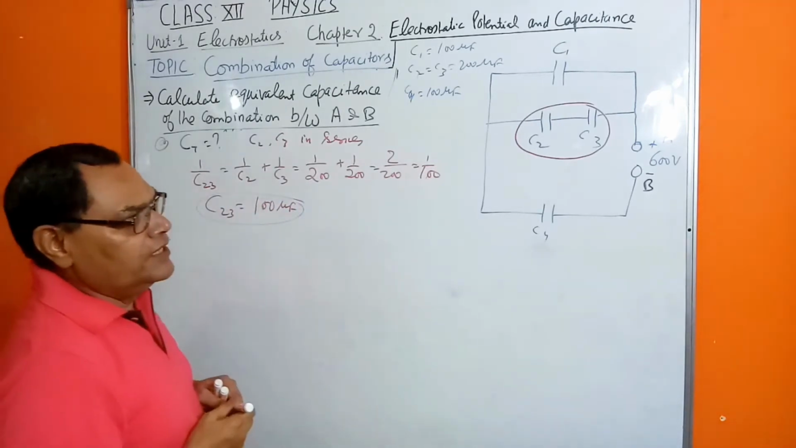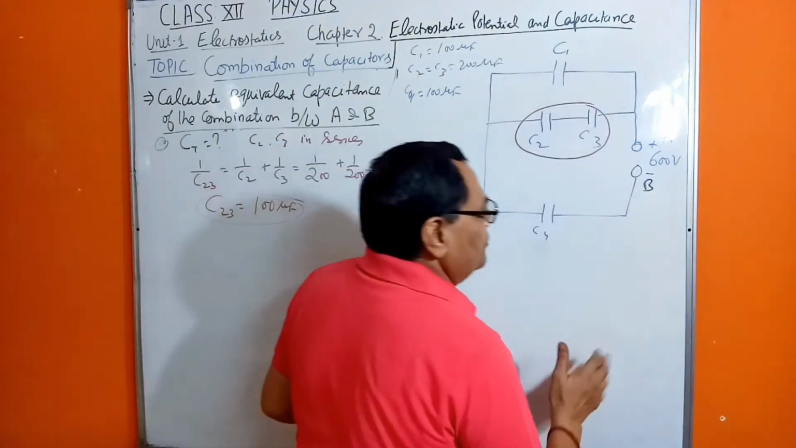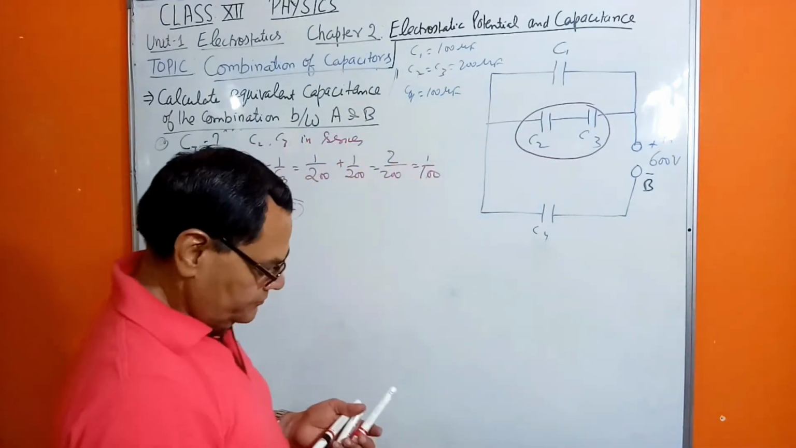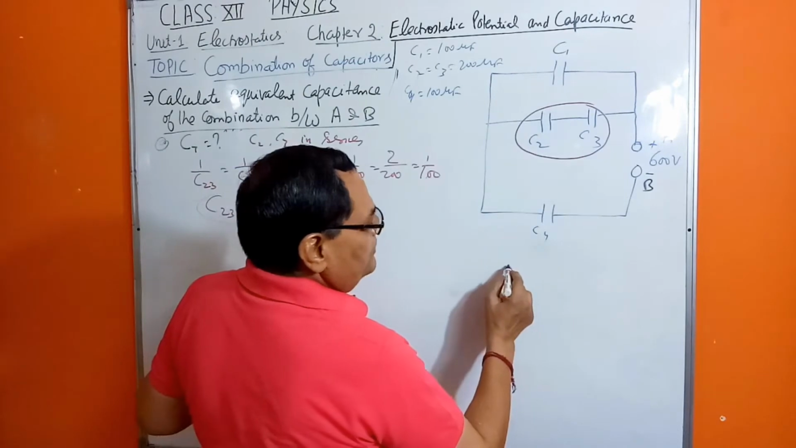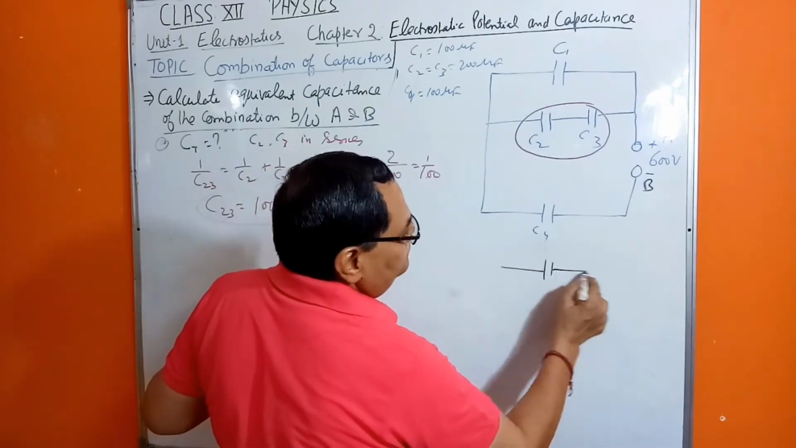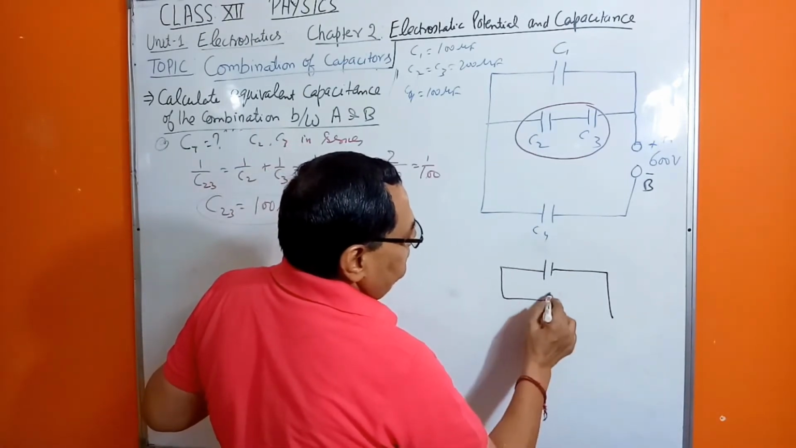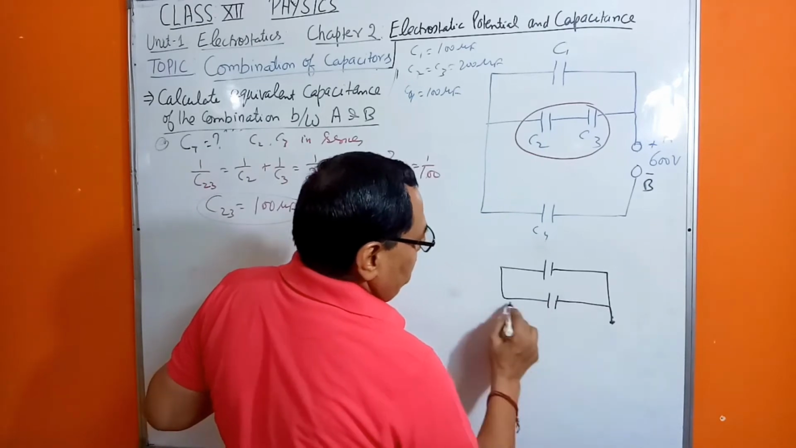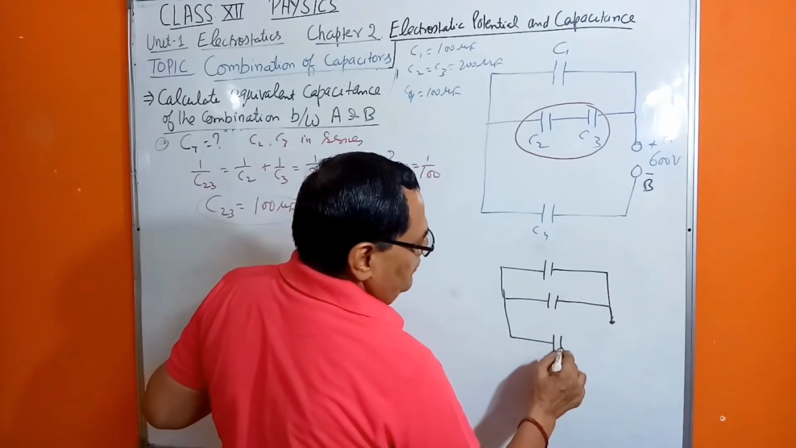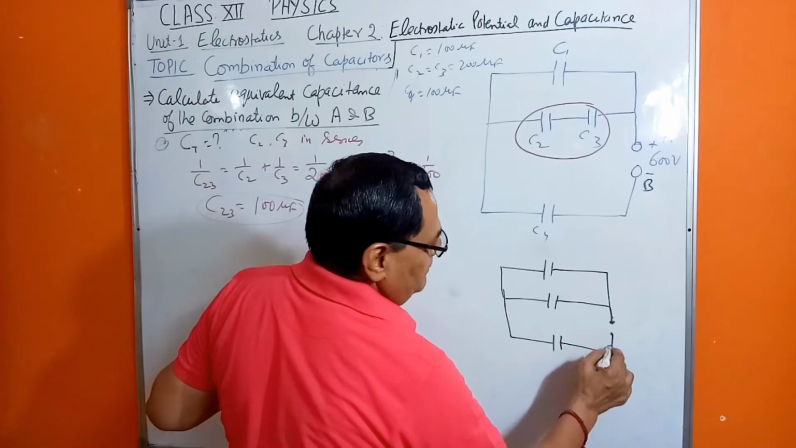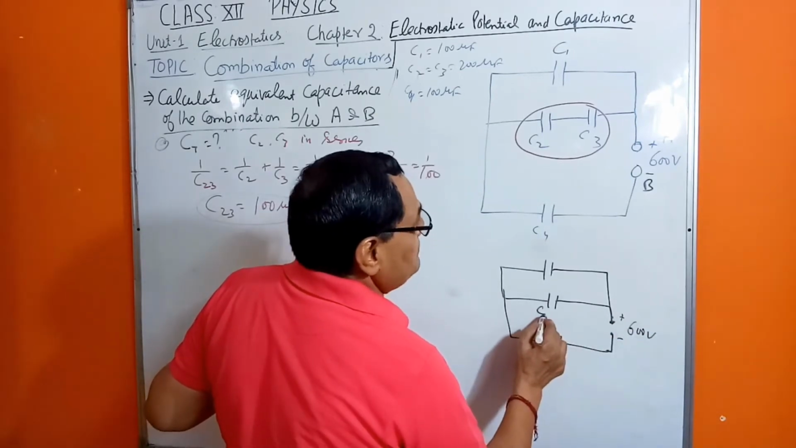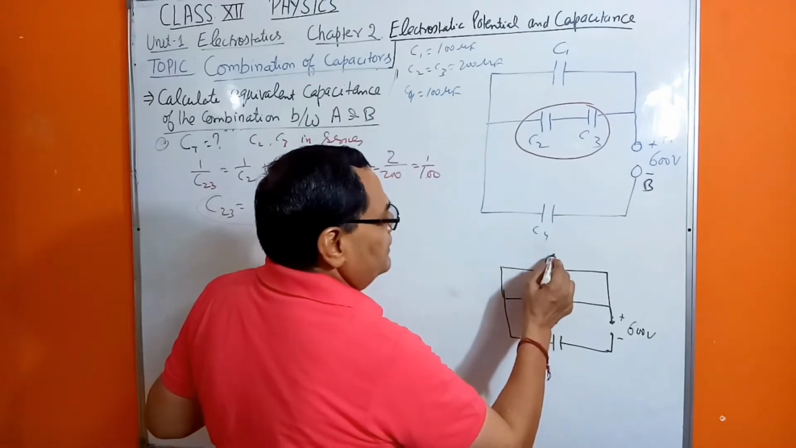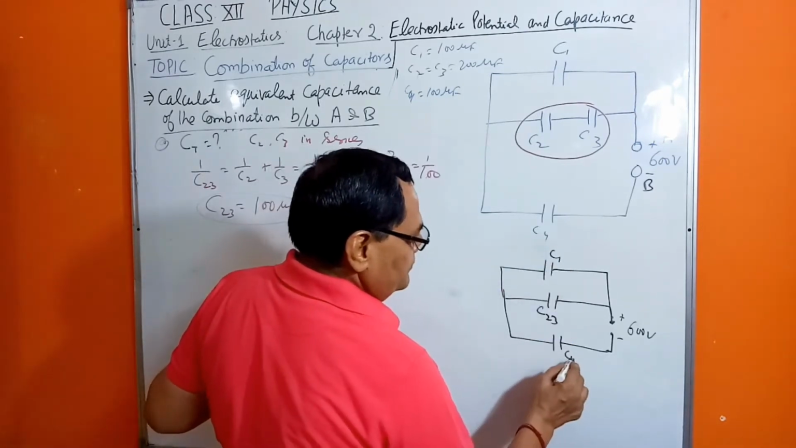What was the next step? After that, we generally redraw the diagram, because these two are being replaced by another one. So the new position may be like this. Clear? Just see how I am drawing this, it is going to help you a lot. Positive, negative, 600 volt is here. Now this new one is C23. This is C1 and this is C4.